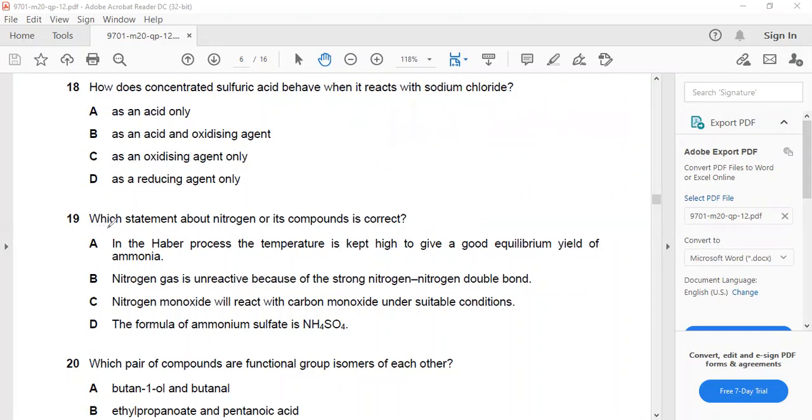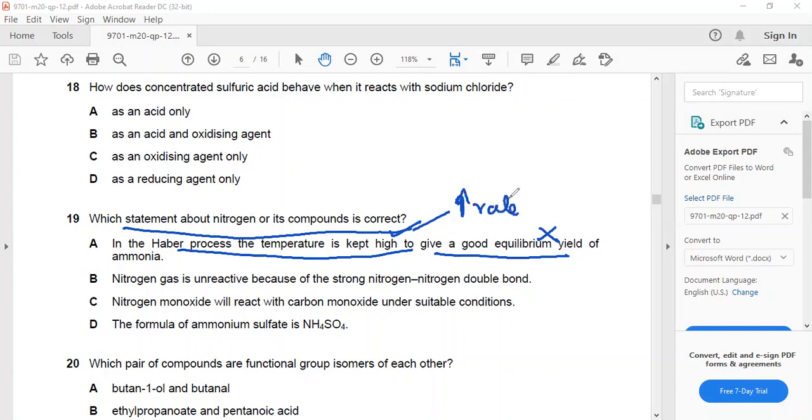Number 19. Which statement about nitrogen or its compounds is true? In the Haber process, the temperature is kept high. Up to here is correct, but only half of the statement is correct. To give a good yield is wrong, because the temperature is kept high to increase the rate of reaching equilibrium, not for a good yield, because it's an exothermic reaction. Exothermic reaction means increasing temperature shifts the equilibrium towards the backward direction, so the yield will not be high.